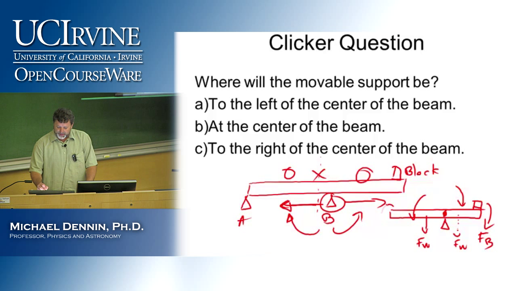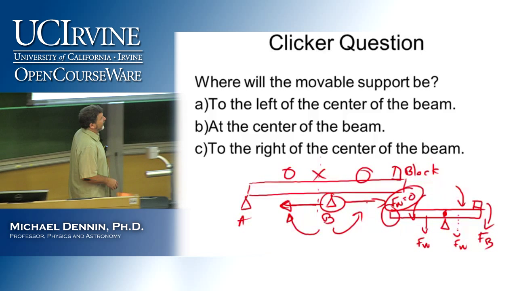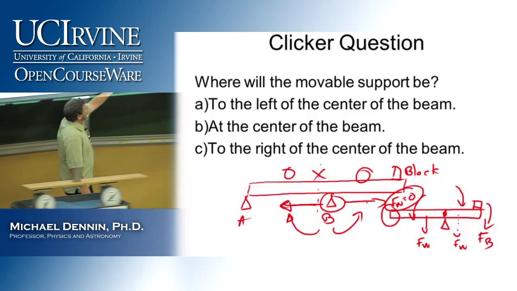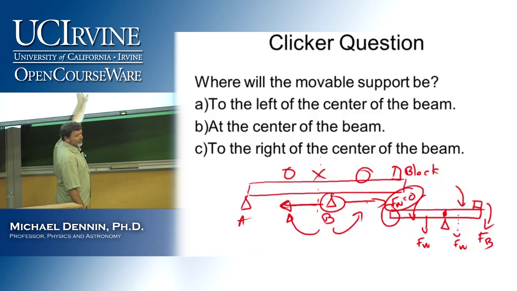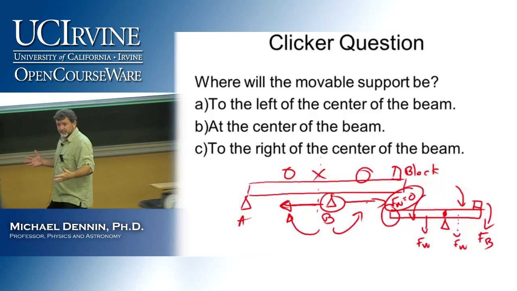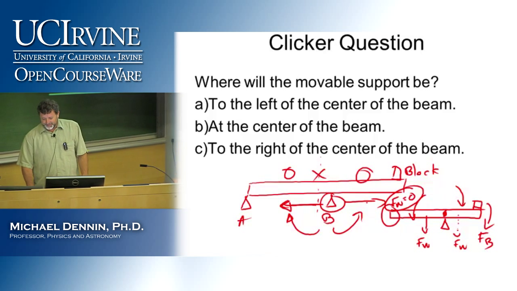Because remember, it's going to flip when this normal force equals 0. So that won't be there to make any torque, right? So I need B far enough over to take advantage of the weight, or it's never going to balance. And I'm looking for the point where it just balances.